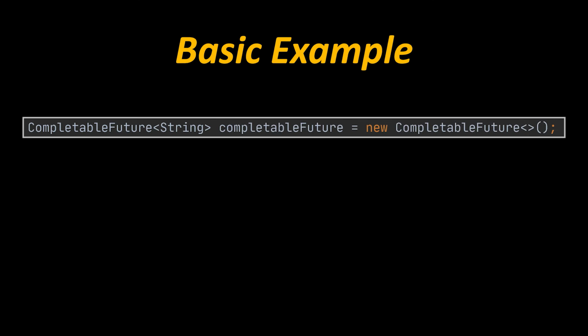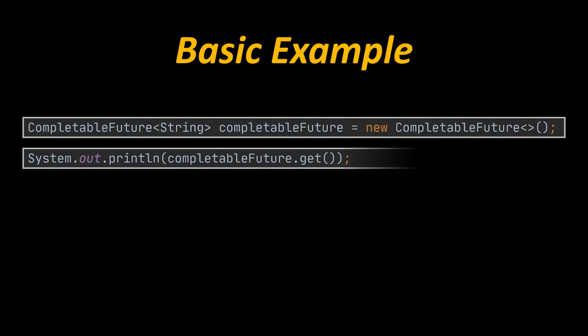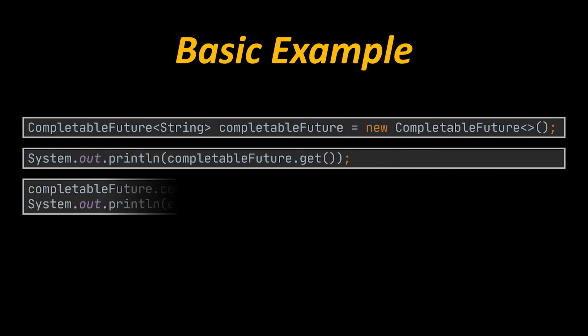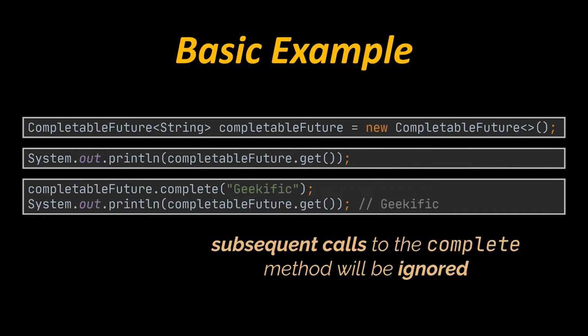Okay, let's start by creating an instance of this class with no args constructor to represent some future result. All the clients who want to retrieve the result of this completable future can call the get method, which blocks until the future is complete. So here our call will block forever because this future is never completed. To manually complete this future, we can use the complete method as you can see.